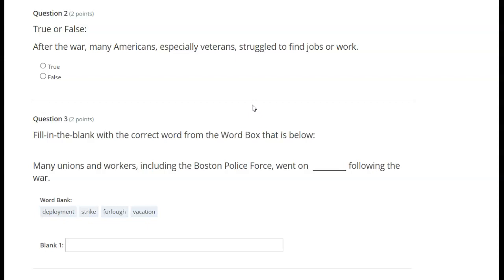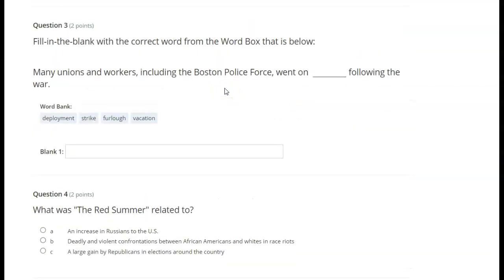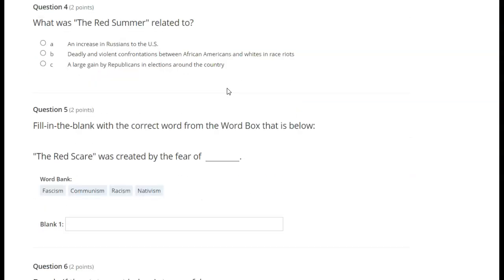True or false? After the war, many Americans, especially veterans, struggled to find jobs or work. True, false. Fill in the blank with the correct word from the word boxes below. Many unions and workers, including the Boston Police Force, went on blank following the war. Deployment, strike, furlough, vacation.